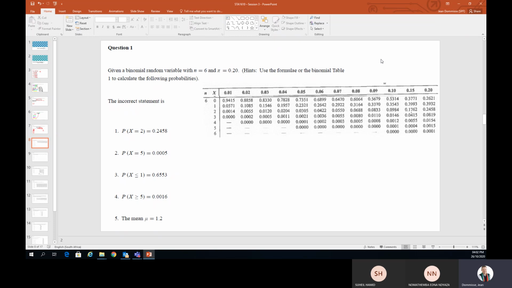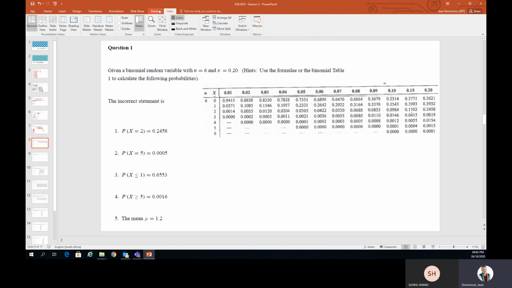What is important for me is to show you how to use the tables for binomial and Poisson, because that makes life easier and lets you do it quicker in the exam, specifically because you need the time in the exam to do the other things as well.